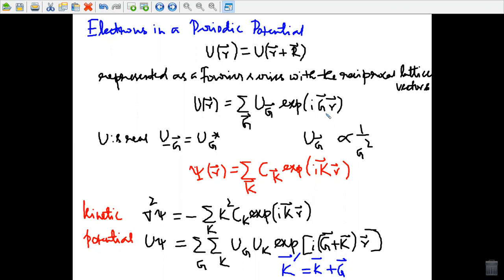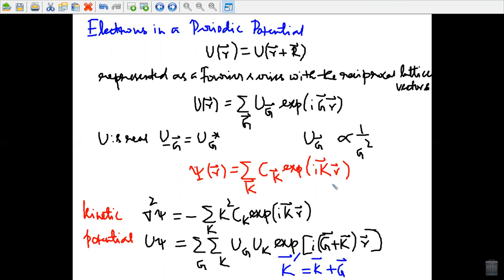Since U is a real function and U minus G equals U_G star, the deeper reason for the success of such an approach is that for typical crystal potentials, the Fourier coefficients decrease rapidly with increasing G. That is, for the unscreened Coulomb potential, that is U_G proportional to 1 upon G square, the wave function is expressed as a Fourier series or integral over all allowed Bloch wave vectors K. That is, psi(r) is equal to summation upon K C_k exponential i K dot r.